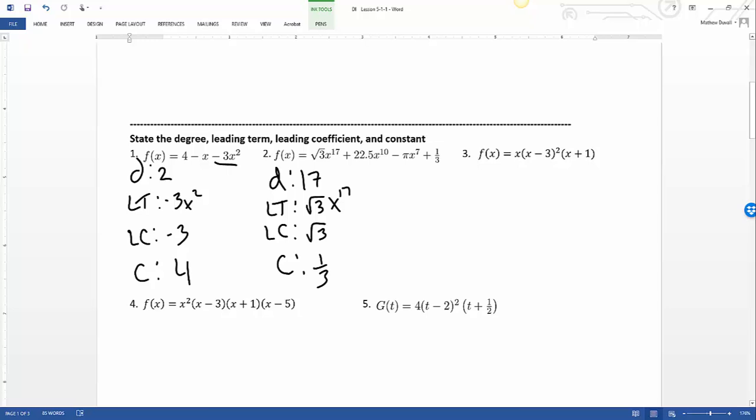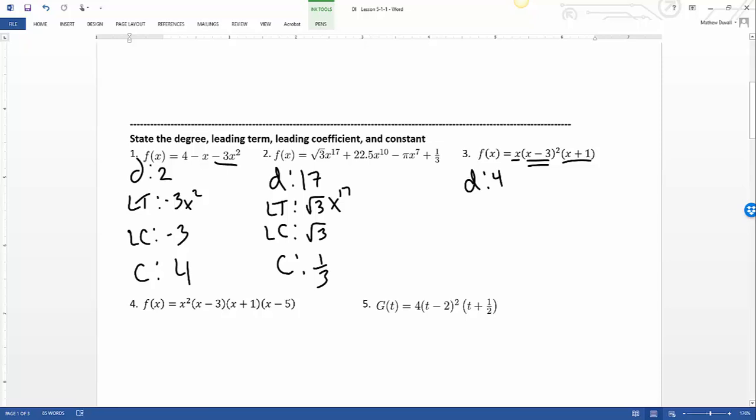Now, if there isn't a value, let's just say there is no number with no x in it, then the constant is 0. So we can see that in this next one, where the degree is the total number of x's that I have. So I have 1, 2, 3, 4. Because it's squared, you have to count it twice. So my degree is going to be 4.